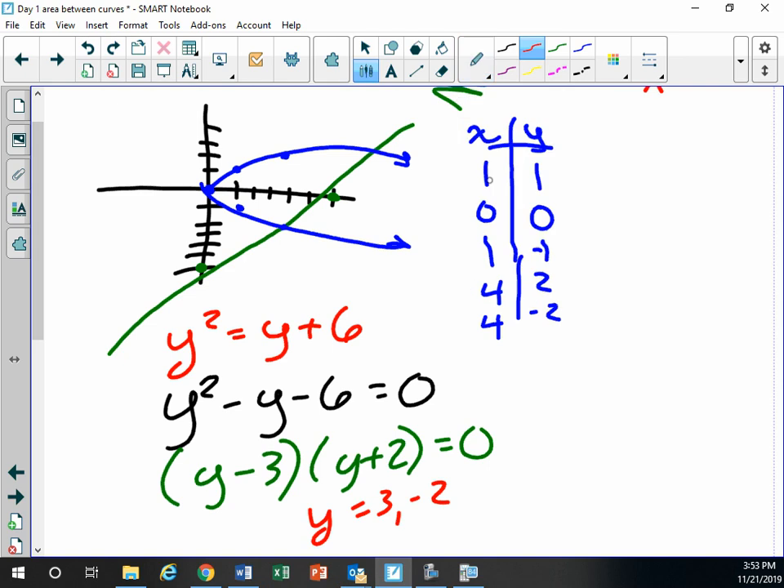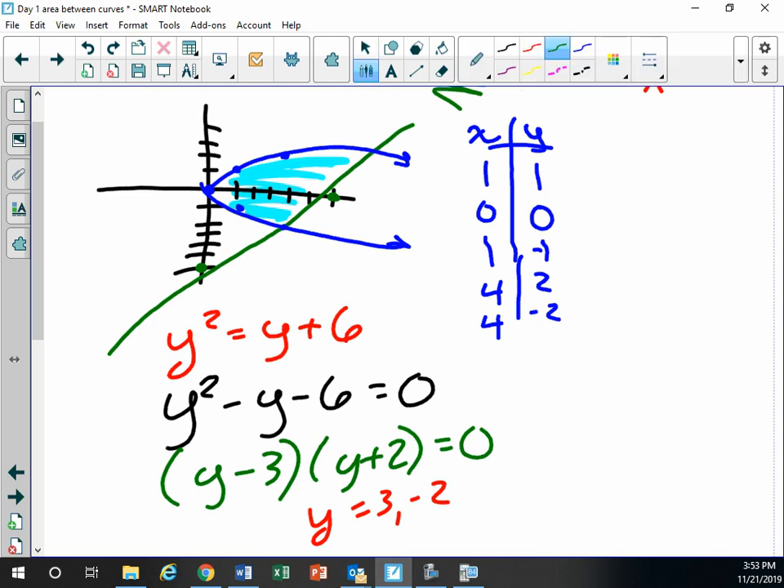Ladies and gentlemen, if you look at this graph, the highlighted region is what I want to find. It's not going to be easier to do top minus bottom because the blue is top and bottom for half of it. But I can do right minus left, and if I do right minus left, then the green is right and the blue is left. And that's going to be much easier.